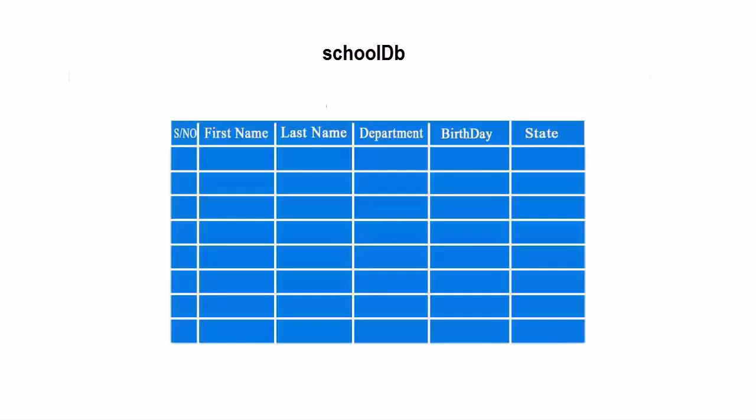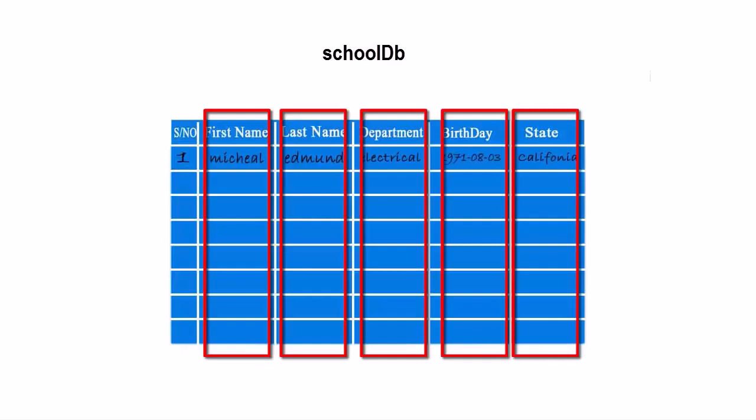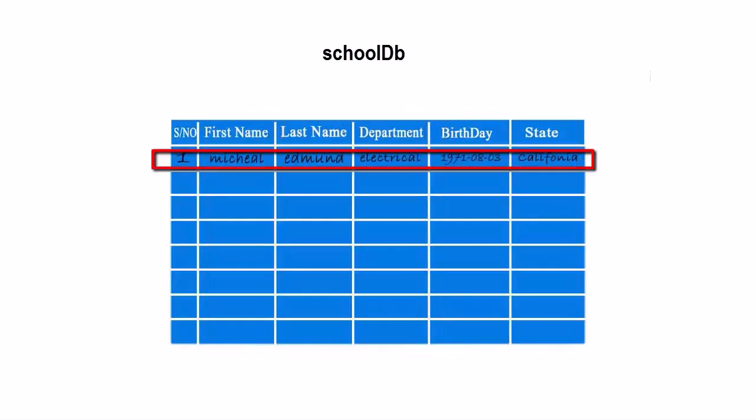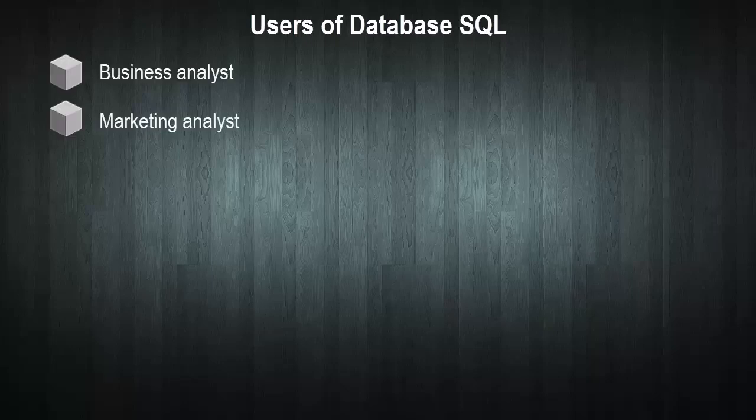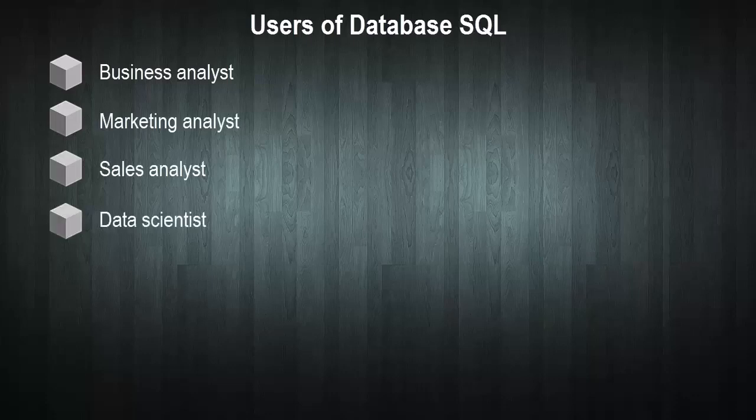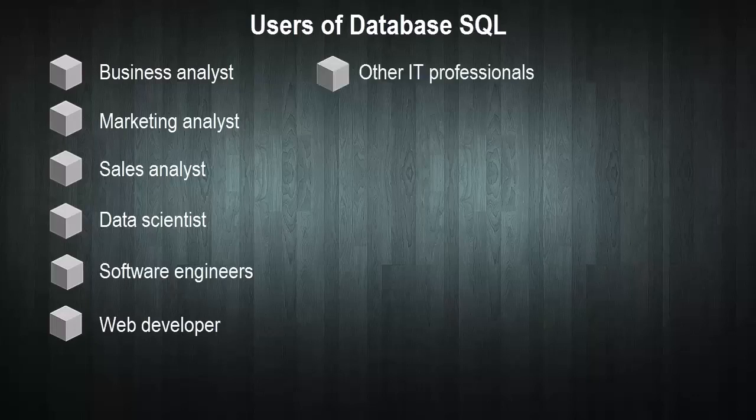Let's say we have a database for a school called SchoolDB. In the database is a table. Let's call this table student details. Then I'm going to enter some data. You can see that each column has an attribute of the entity I want to store, and each row has the data itself. Like I stated earlier, databases have a wide variety of users, such as business analysts, marketing analysts, sales analysts, data scientists, software engineers, web developers, and other IT professionals.